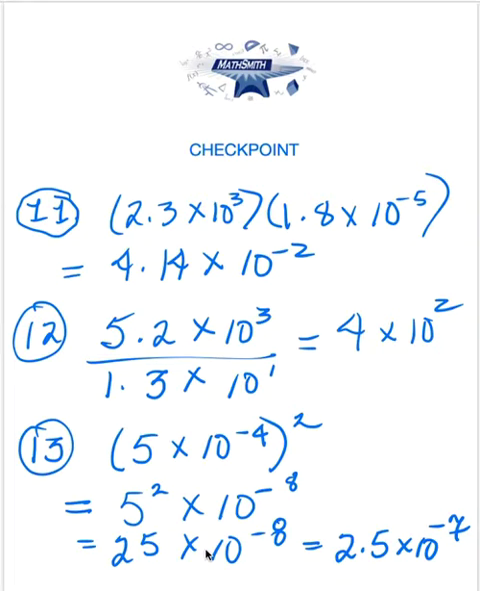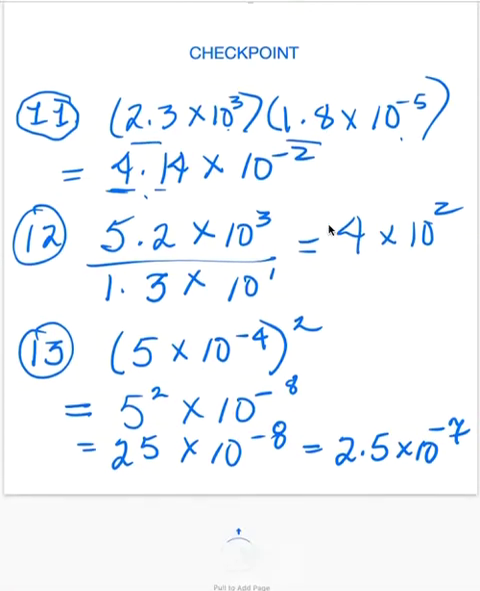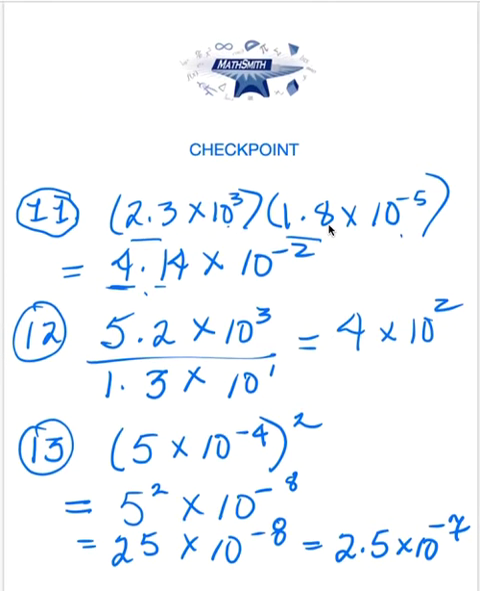Going through checkpoint 11, 12, and 13, you can see what I've written here. Basically, you're going to be multiplying the 2.3 times the 1.8 and getting 4.14, and then multiplying the 10 to the third times 10 to the minus 5 and adding those exponents and getting 10 to the minus 2. Now, this is already in scientific notation because you just have one digit to the left of the decimal. So it's already set. You don't have to do any adjusting.